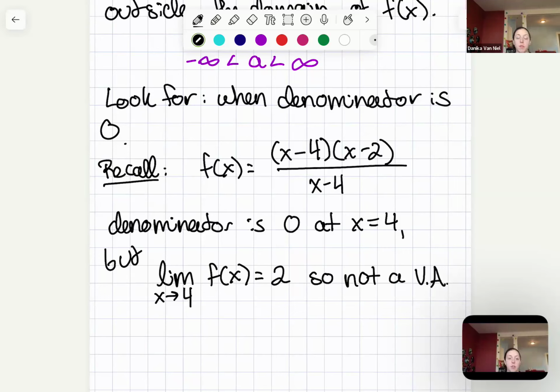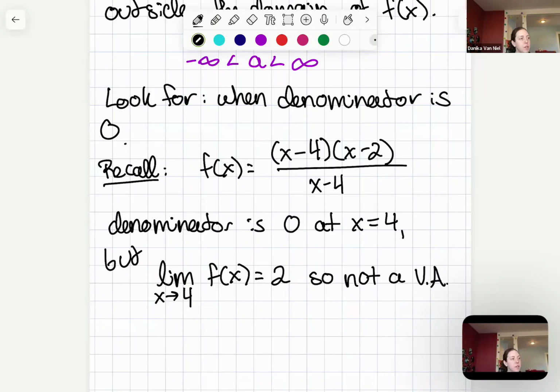It's a weird thing, and my gut instinct is to always just start canceling, because that's what we've been trained for. But in fact, f of x does not have 4 in its domain because you have to look at the original function. So f of x is a line, but it's a line with a hole in it at x equals 4. It is the line x minus 2, but with a hole. So it doesn't have a vertical asymptote.